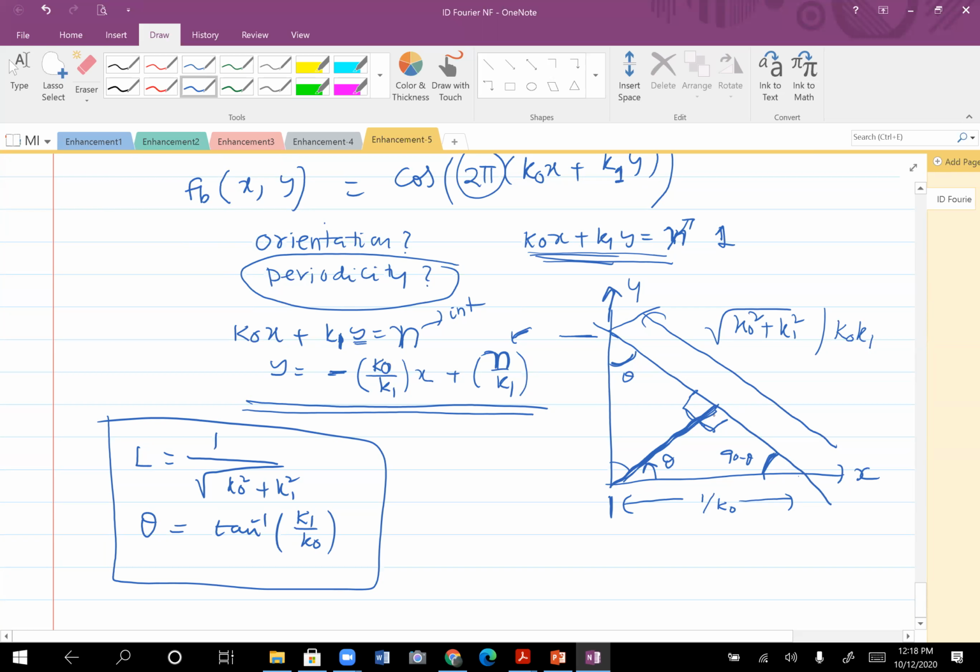One is you take this, the whole thing you take tan theta. This is 1 by k1 here. So if you take tan theta there, that is giving you k1 by k naught here. Now this whole length you know.